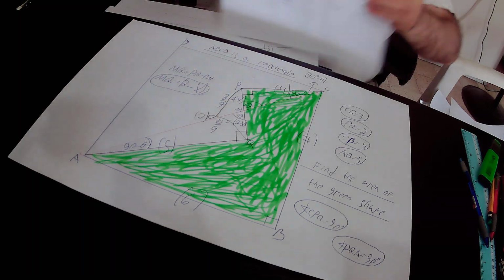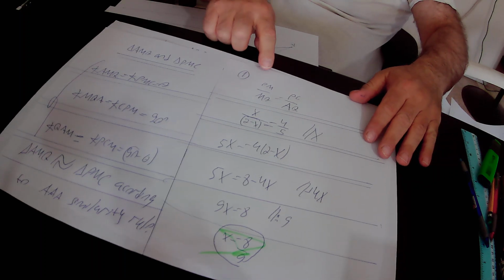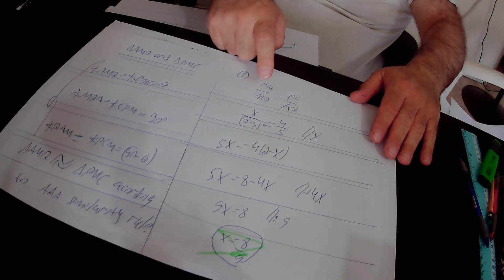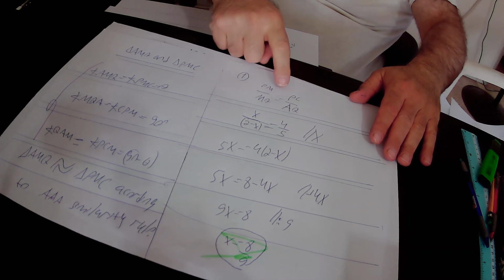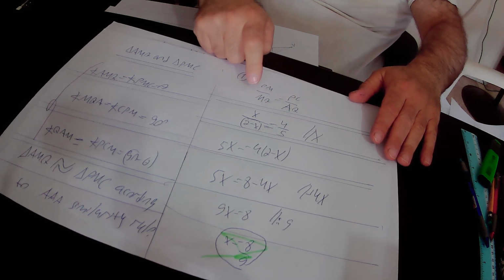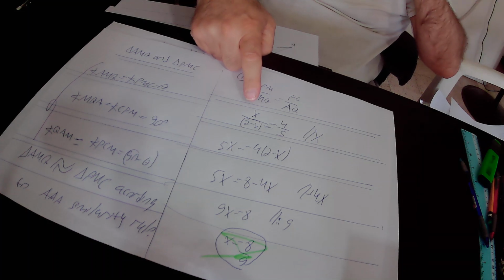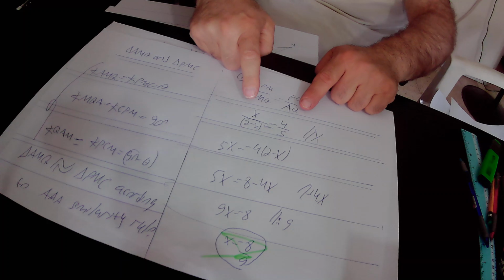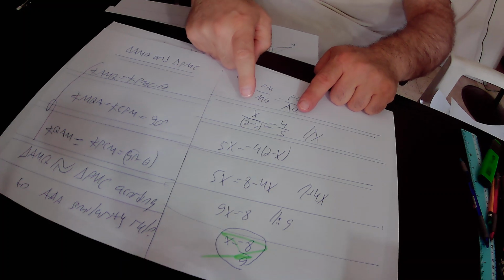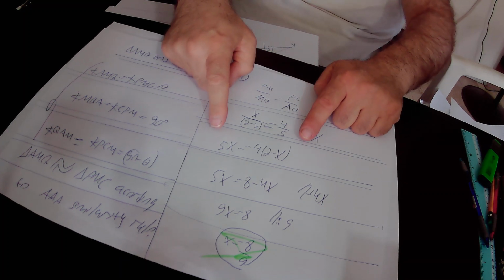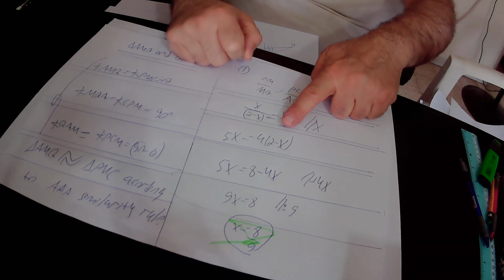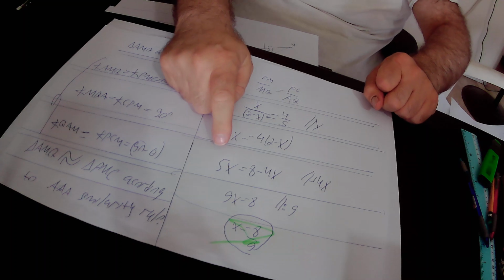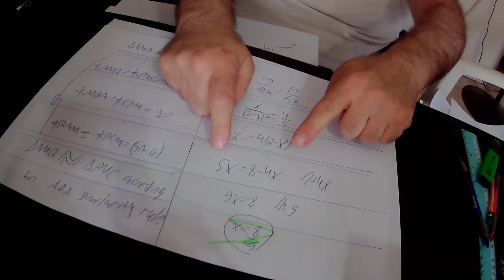Repeat again. We write that PM over MQ equals PC over AQ. PM is x, MQ is 2 minus x, PC is 4, AQ is 5. So we found that x over 2 minus x equals 4/5. Here we cross multiply and find that 5x equals 4 times 2 minus x. Opening the brackets, 5x equals 4 times 2, that is 8, minus 4x.